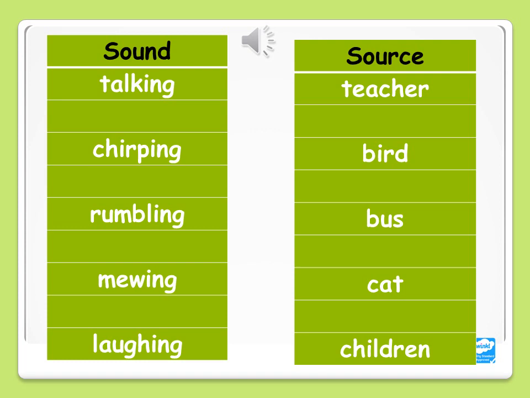Meowing, meow, meow. Who does that sound? Where does it come from? The source is the cat. Laughing. Where does that sound come from in the picture? The children. Very good.